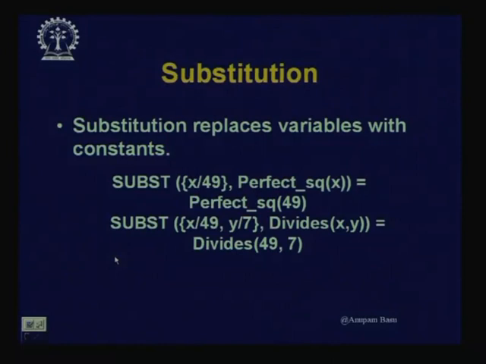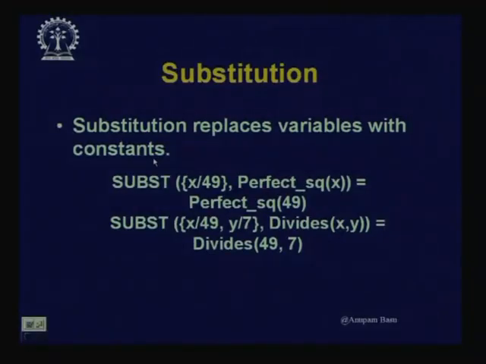The other thing that is often required in inferencing in first order logic is substitution. Substitution replaces variables with constants. How? Say I am using substitution as an operator, x is replaced with 49. Then if I do this substitution, perfect square x will become perfect square 49.